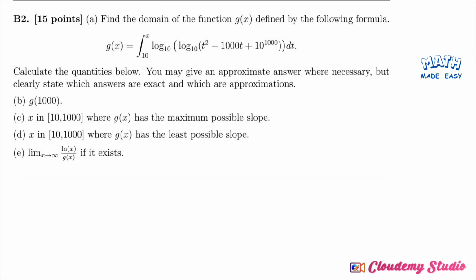Here we are solving PYQs of the CMI exam. Our first question for today is to find the domain of the function g of x defined by the following formula. As we can see, there is t square minus 1000t. This we can take as a parabola.